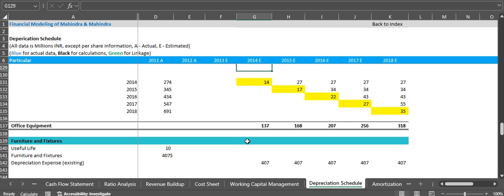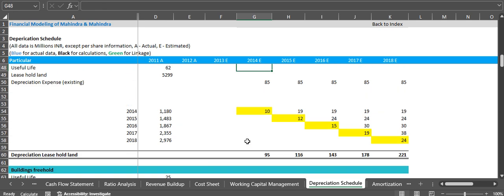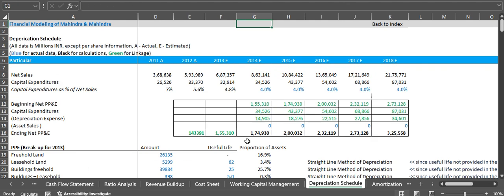Then we go into the depreciation schedule. It's on the basis of different parameters and different methods. Let's say this is net sales, and this is the total expenditure year on year, and this is the percentage of total expenditure we are working with right now. This is the beginning PPE, and after that we have the capital expenditure. Then this is the depreciation schedule, and this one is the end of PPE. So it's opening balance plus capital expenditure minus depreciation expense and asset sales, which gives the ending PPE value.